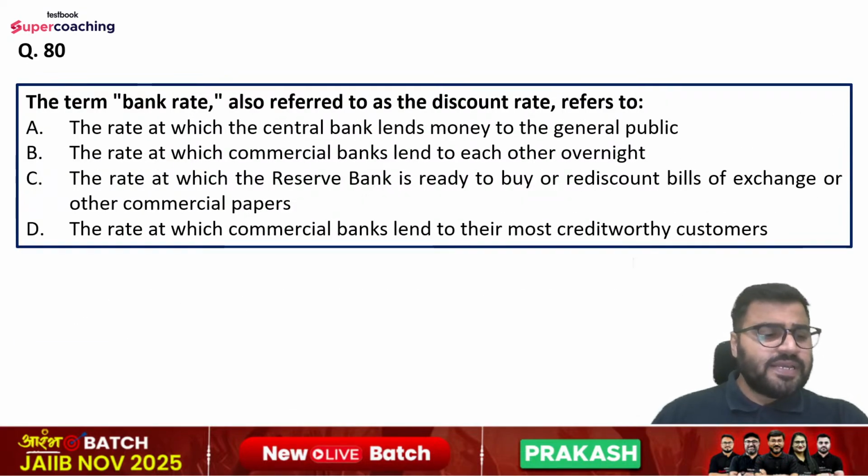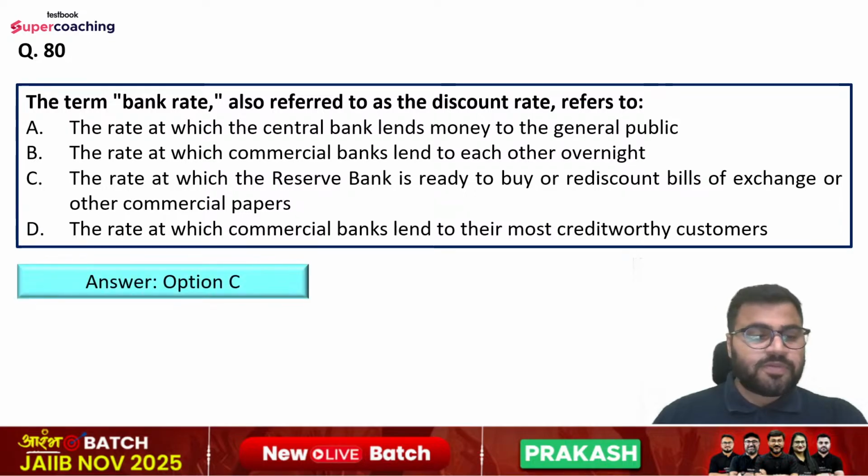Question number 80. The term bank rate, also referred to as the discount rate, refers to. Options are the rate at which the central bank lends money to the general public, the rate at which commercial banks lend to each other overnight, the rate at which the RBI is ready to buy or rediscount bills of exchange or other commercial papers, or the rate at which commercial banks lend to their most creditworthy customers. Right answer is option number C.